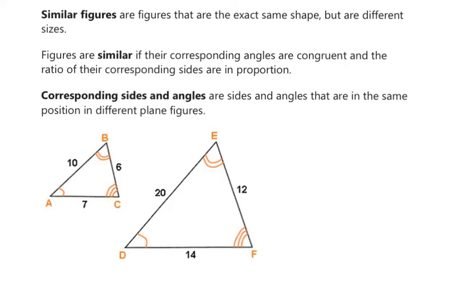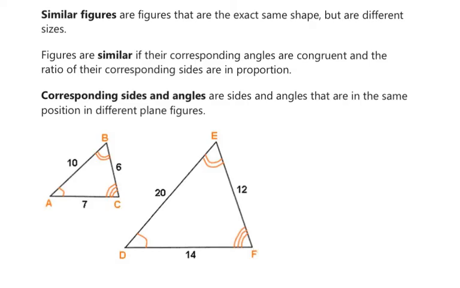So first, let's look closer at the definition of similar figures. Similar figures are figures or shapes that have the exact same shape but different sizes. And here's an example. Figures are similar if their corresponding angles are congruent and the ratio of the corresponding sides are proportional. Corresponding angles and sides are sides and angles that are in the same position in a different plane figure. So here, B and E are corresponding angles. Side AC and side DF are corresponding sides.